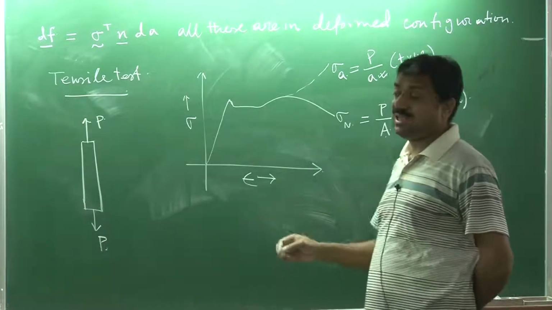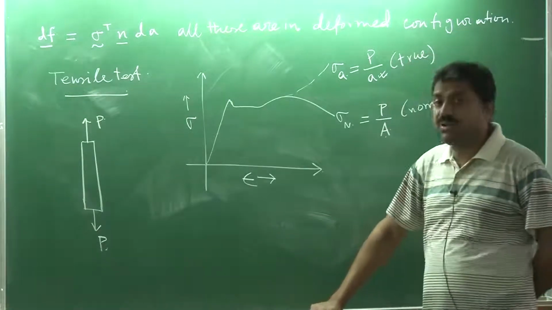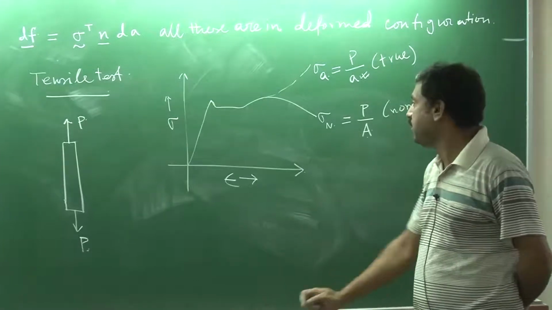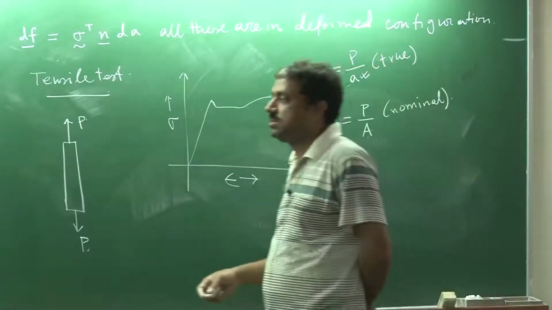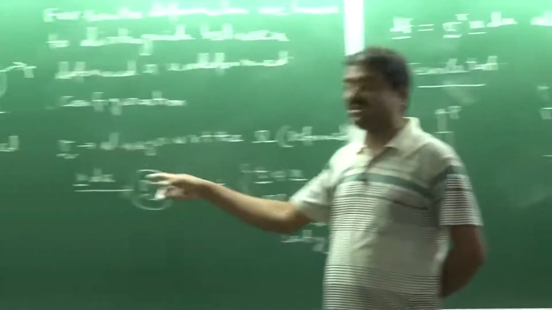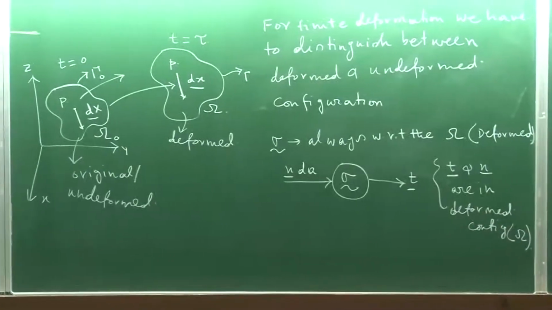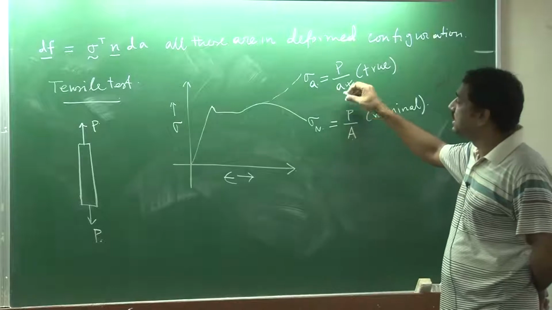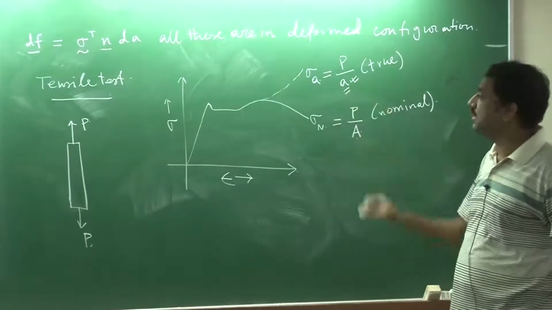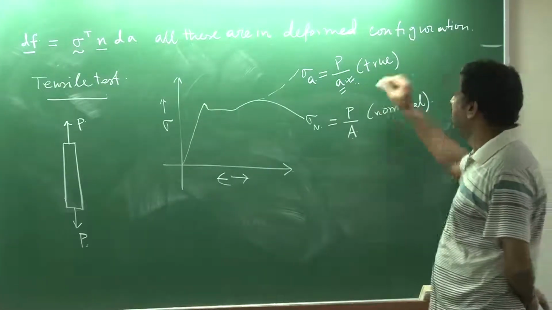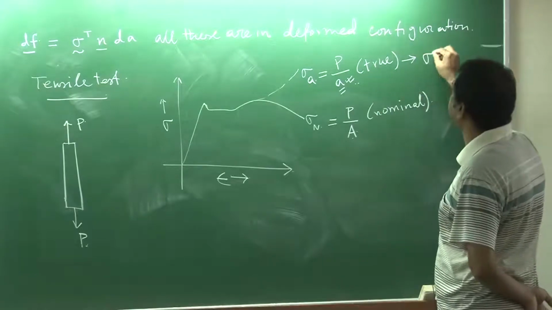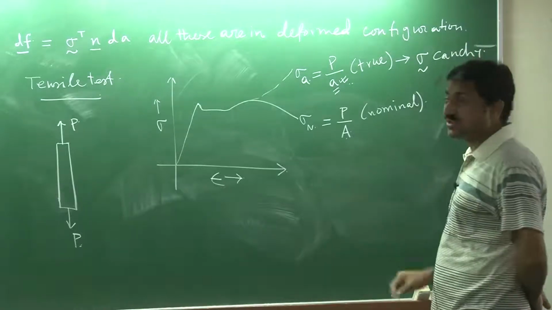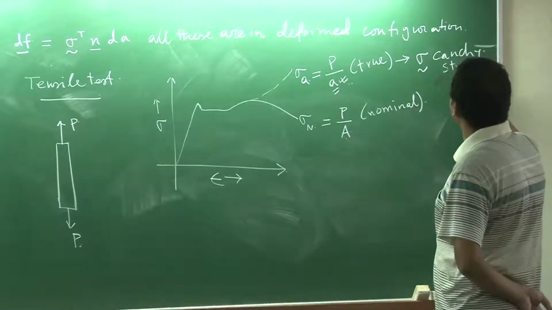So, we can see that the stress measures really depend on the reference configuration with respect to which they are defined. The Cauchy stress tensor that we have generalized here is nothing but the true stress. Sigma is P by A, where A is the true area. So, that was the true stress, and in the 3-dimensional analogy, this is nothing but the Cauchy stress tensor.